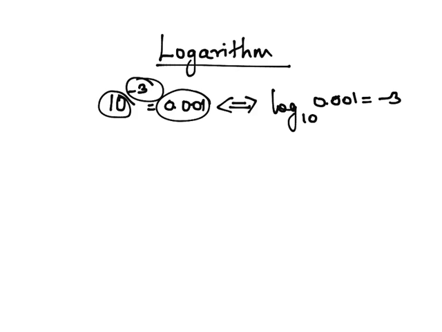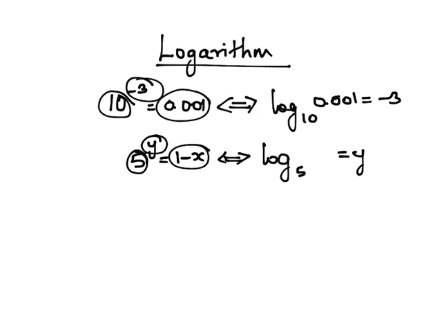Okay, one more example. Let's say 5 power y equal to 1 minus x. So I've written it as log. The base is 5, so here also the base will be 5, and the power is y, that will become the value equal to y, and whatever is left out will come here, 1 minus x. So converting an exponential form into logarithm form is very simple.